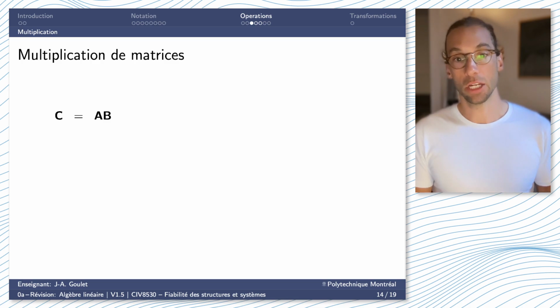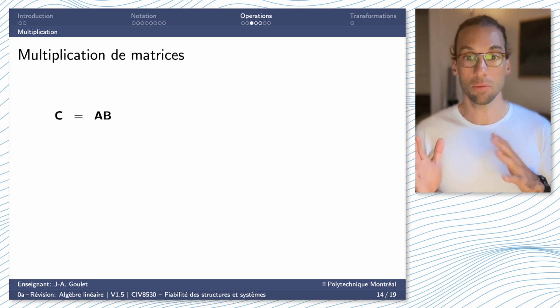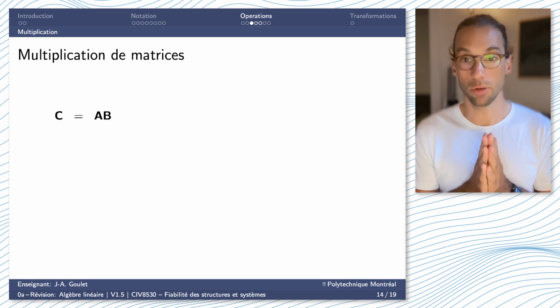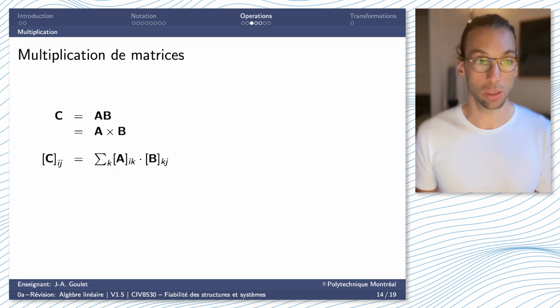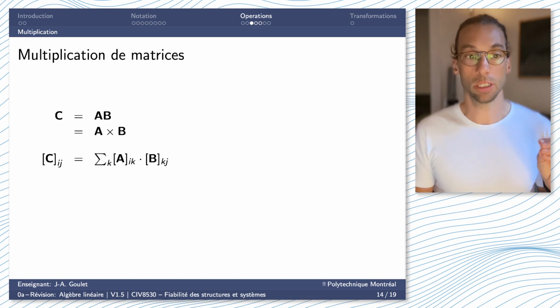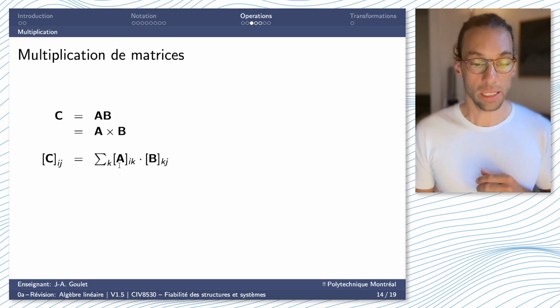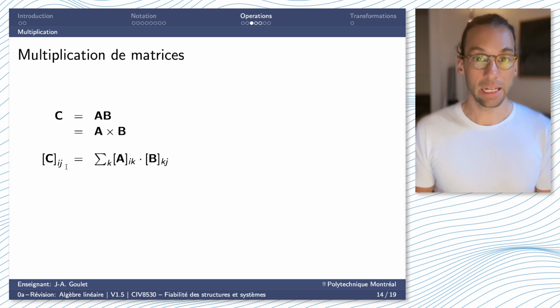Then we have multiplication. Imagine we have two matrices A and B. We multiply them together, doing a matrix product, and we're going to obtain a matrix C. Equivalently, whether we put an X or we put nothing, we imply matrix multiplication. Matrix multiplication has a special property. How it works is that to obtain the ith and jth term of C, I'm going to take the ith row from A and the jth column from B, and sum the element-wise product of all the kth terms for both.